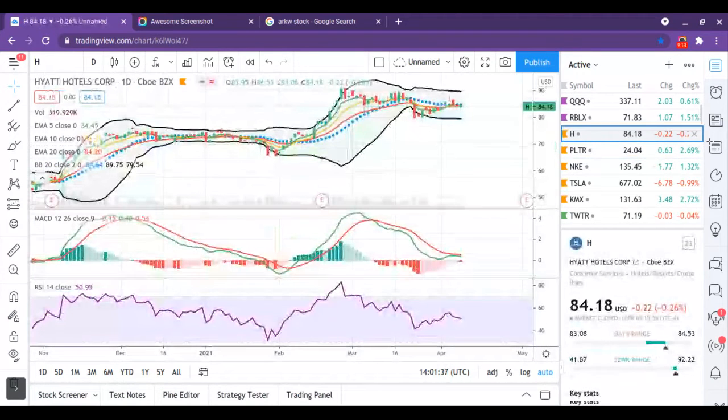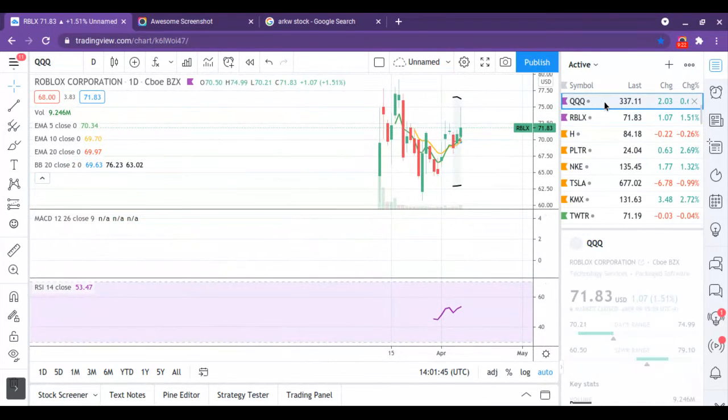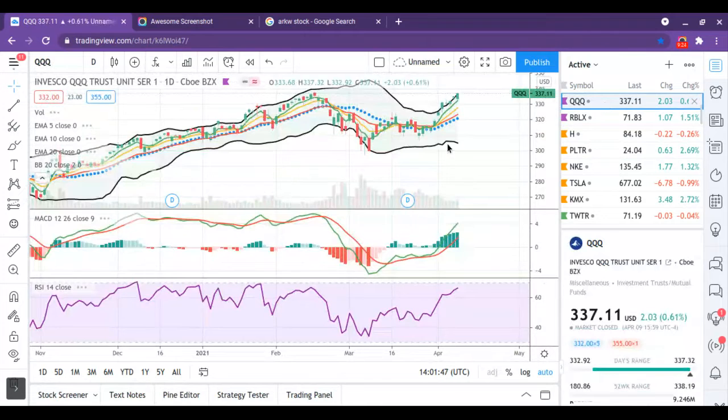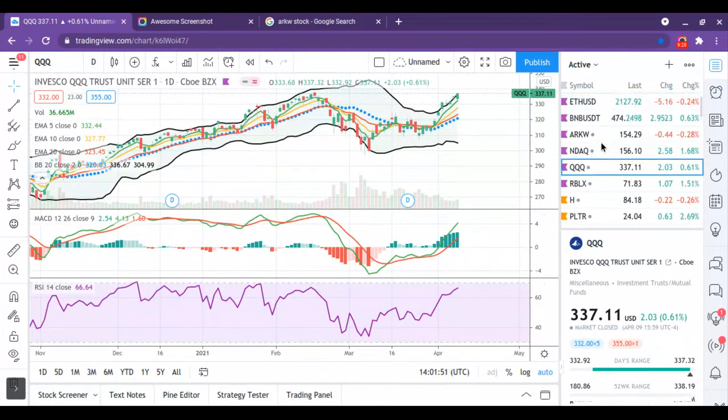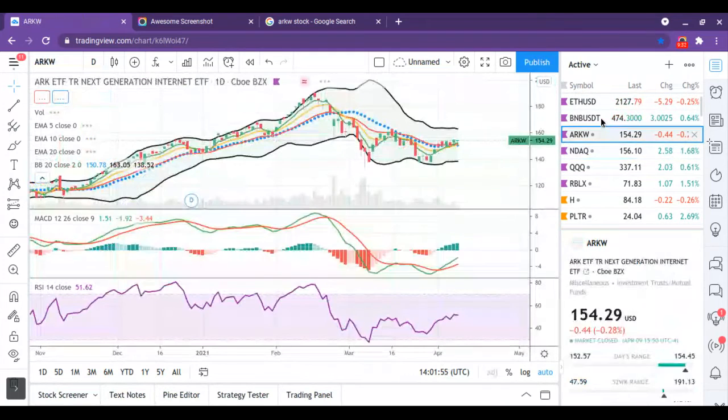And then following the same pattern here. Hasn't really broken out, so I'm looking for more of a breakout pattern. You can see Roblox is kind of trying to do the same. QQQ is in an uptrend pattern. No matter what happens, I'm putting money in these. Up pattern.